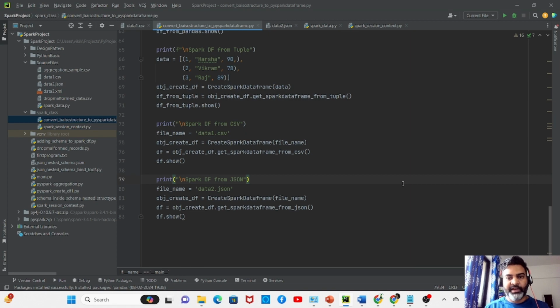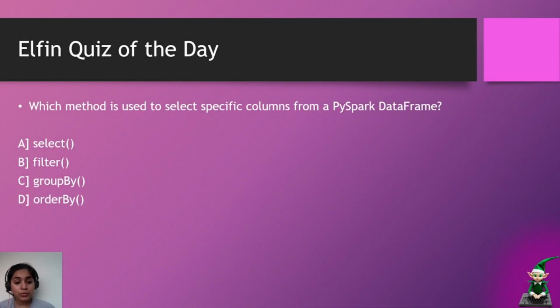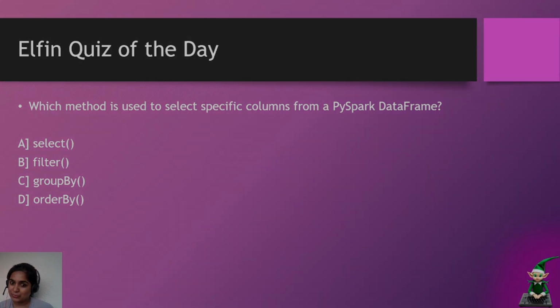Now it's quiz time. Which method is used to select specific columns from a PySpark data frame? Option A, select. Option B, filter. Option C, group by. Option D, order by. Do reply with the answer in the comment section below.